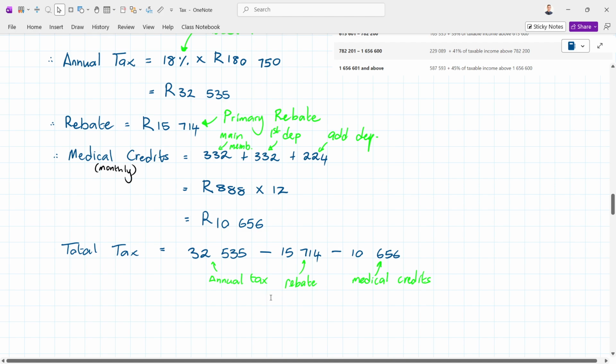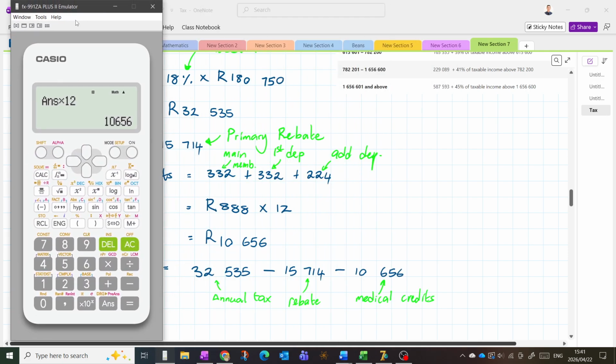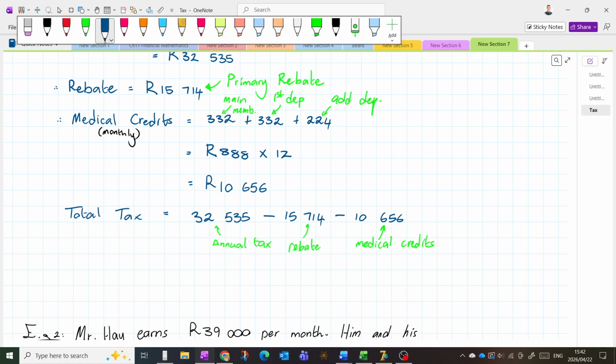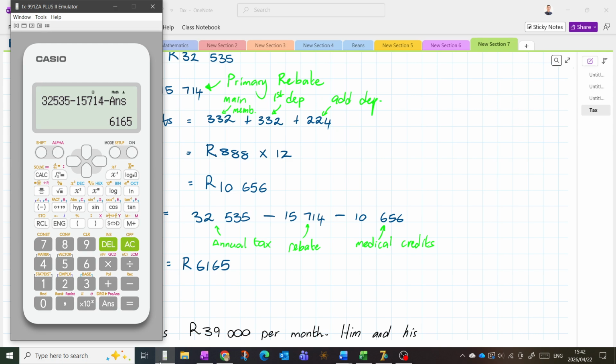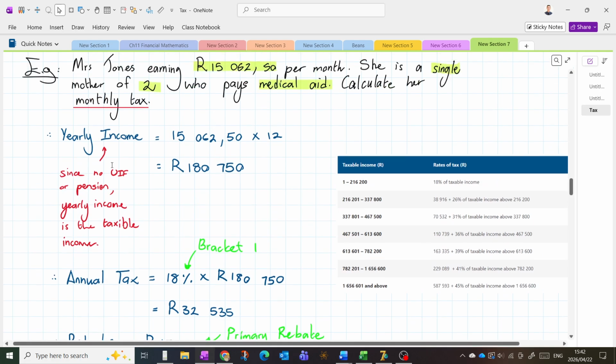Okay, so then we can do that calculation. Let's do that quickly. Let's grab this. And that. So that ends us up at 6,165 Rand. So let's see. 6,165 Rand. That is the total tax she is going to be responsible for. Okay, but now the question is not done.